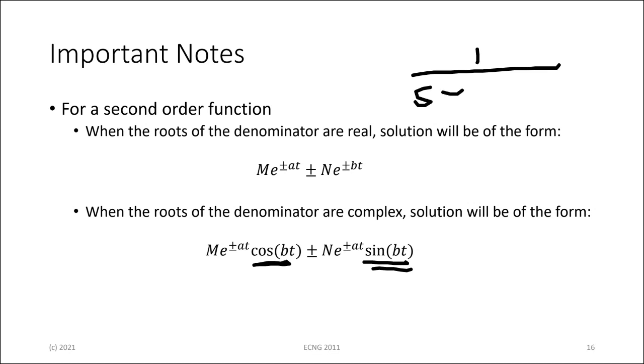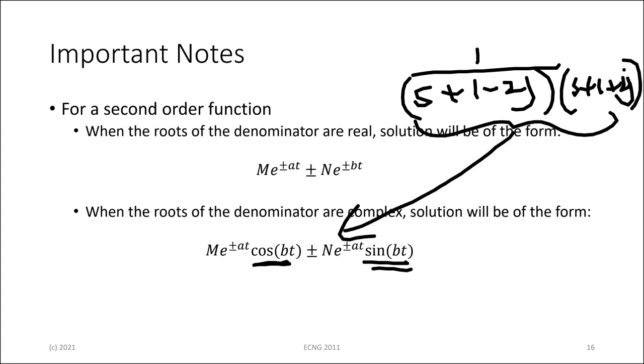S plus 1 minus 2j, for instance. This sort of thing, s plus 1 plus 2j, right? These sort of things would give you a sine or a cosine always in the answer, okay? You remember that from the examples that I did before, but it's a good general note to take. And we'll talk about that in the next follow-up part of this lecture.